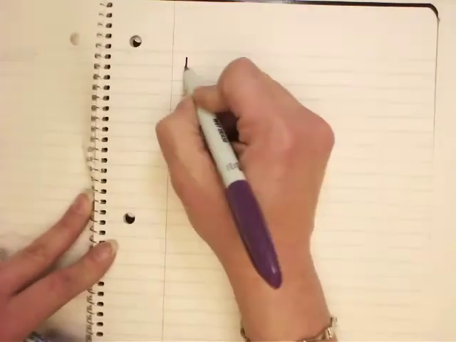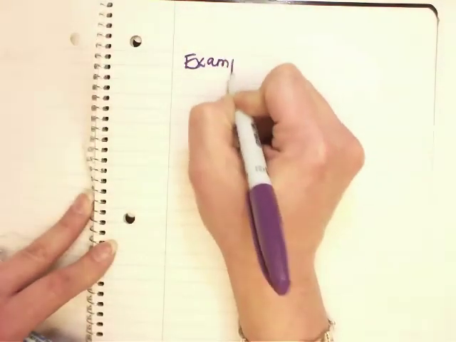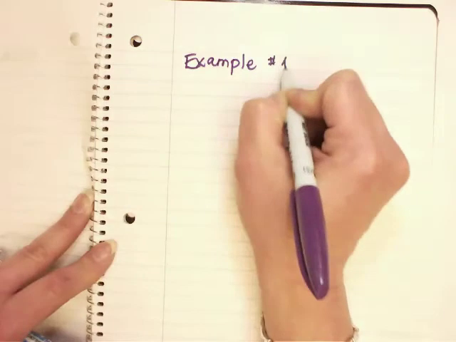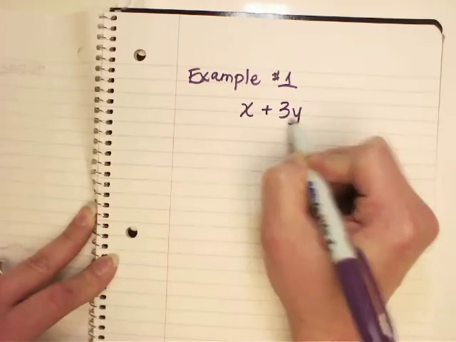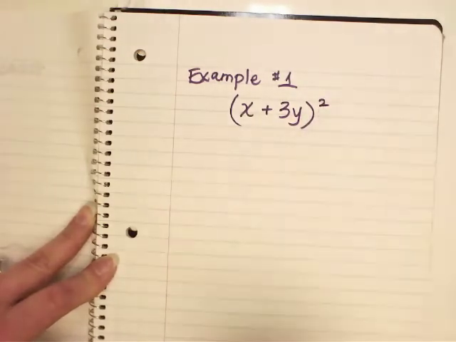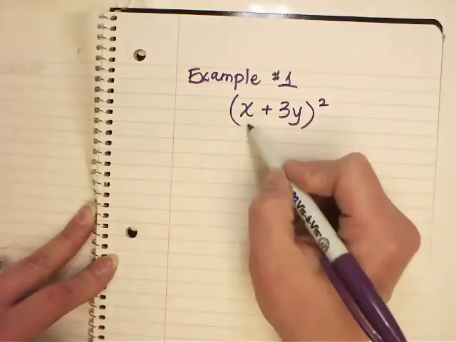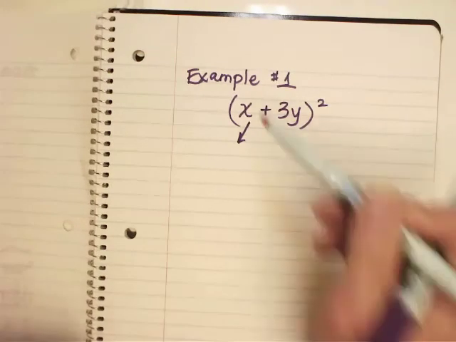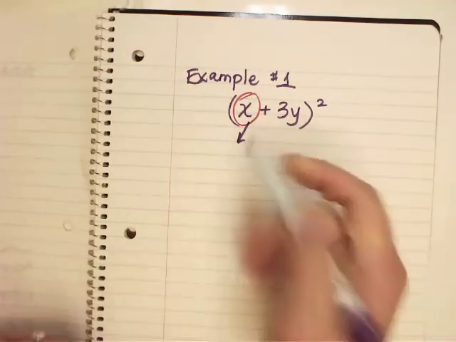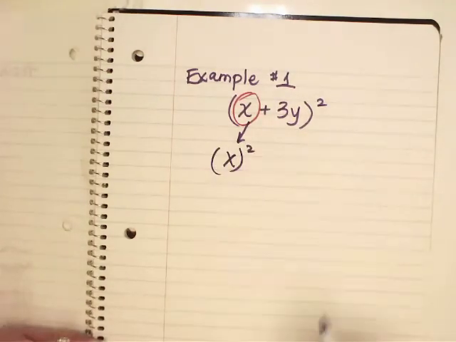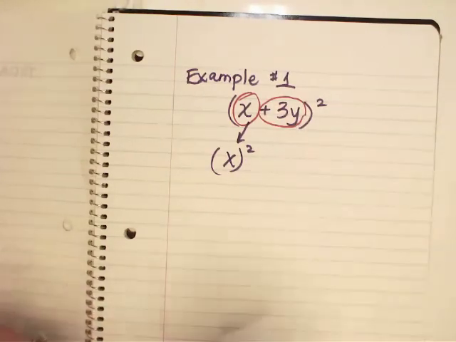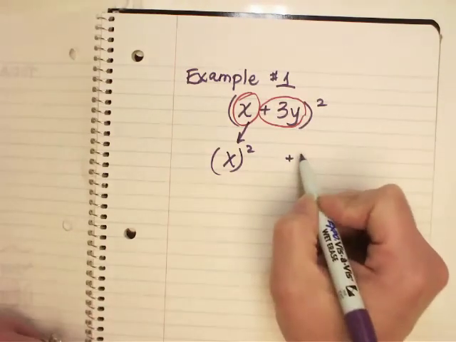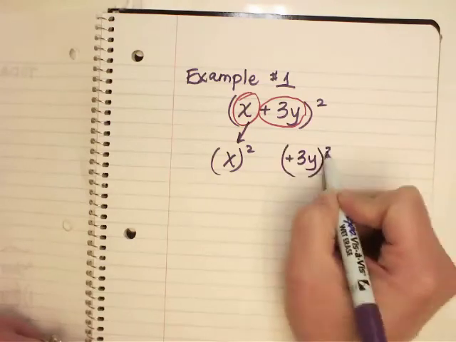Okay, example number 1. Right now we have x plus, let's say, 3y this time, and we're going to square it. So we're going to practice. First thing, take the first and square it. So what is your x squared? We'd write x squared. What is our last term? We've got positive 3y, and we're going to square that.